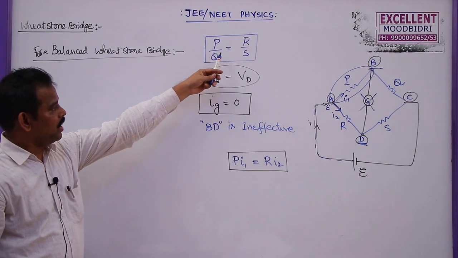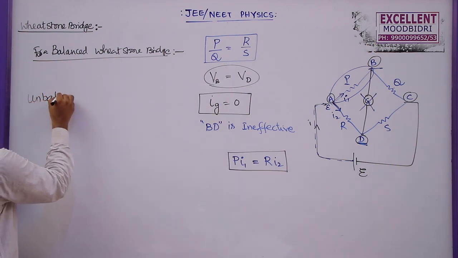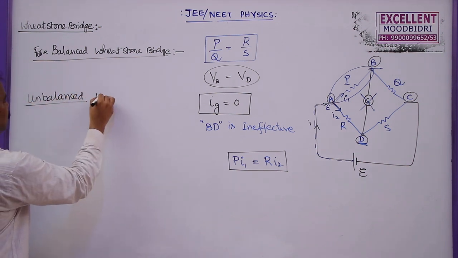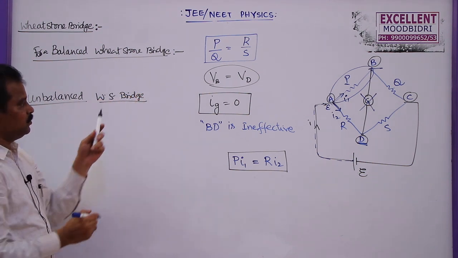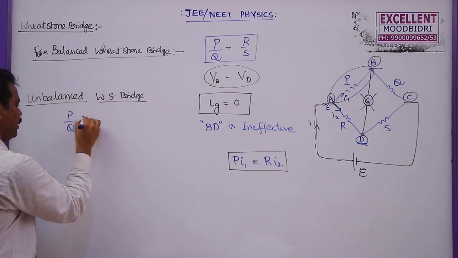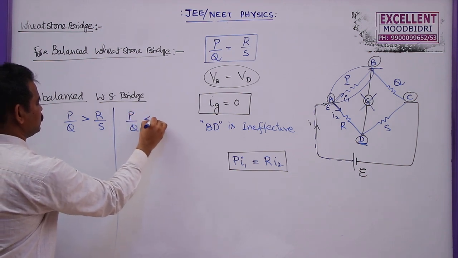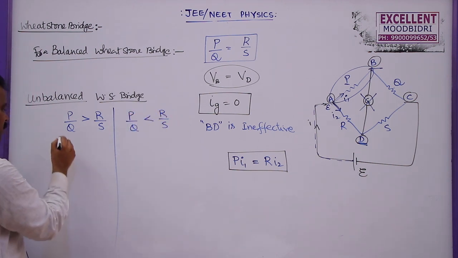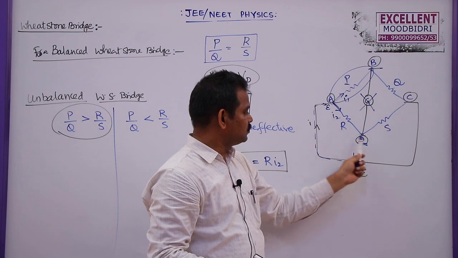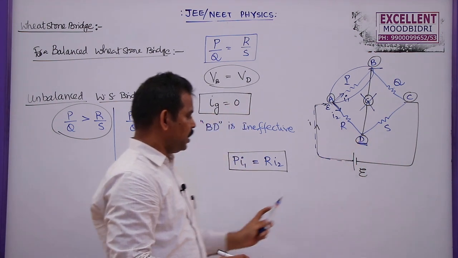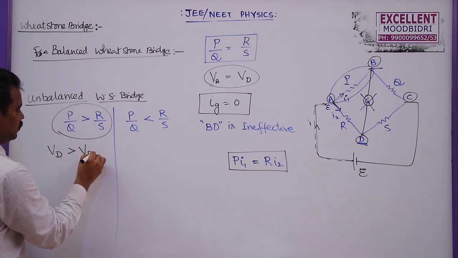Let us say if P by Q is not equal to R by S, so that is an unbalanced Wheatstone bridge. Unbalanced means P by Q may be greater than R by S, or P by Q may be less than R by S. Let us say P by Q is greater than R by S. So the ratio of the resistance in the upper branch is greater than the ratio of resistance in the lower branch. As the ratio is less, this point will be at high potential. So the potential at D is greater than potential at B.